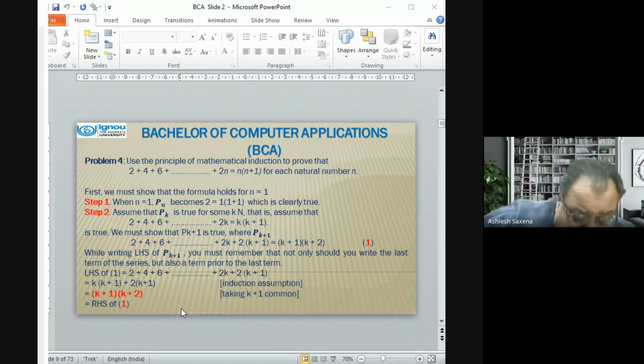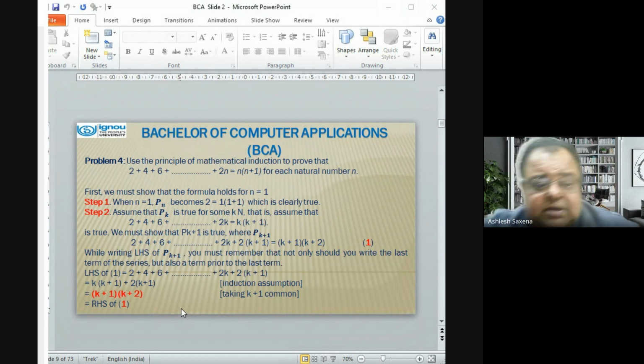Nothing to do. There is no need of opening it also, because you can see there are two brackets with a plus sign in between. The same bracket is a multiple of it. That is, when you take k plus 1 out, you will be left with k plus 2. Straight away, this is what is in red here. Okay, so this is the principle of mathematical induction.